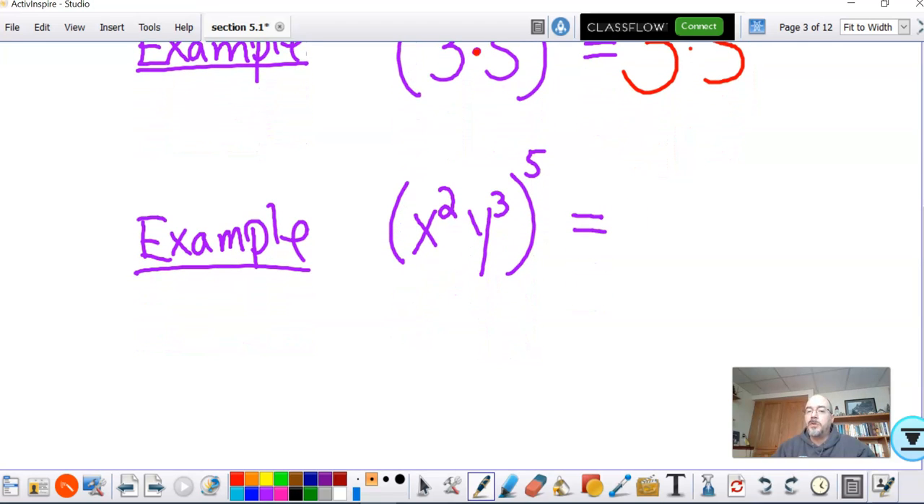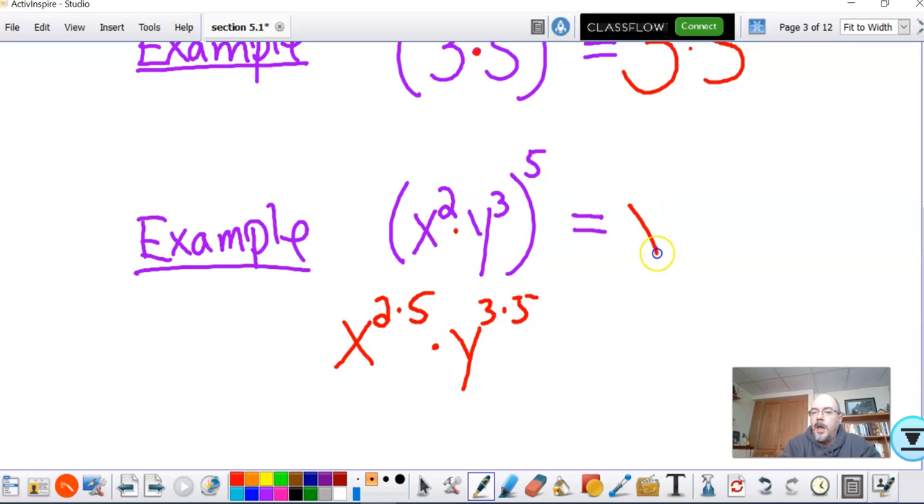All right, how about this one? All right, so you'll notice, well, we have x squared times y cubed and all of that to the 5th power. Well, again, that 5 goes to both of those. So I'm going to write this out like this first. So that means I'm going to multiply the 5 to the 2, ladies and gentlemen, and it also means I'm going to multiply the 5 to the 3. So really, the answer is x to the 10th power times y to the 15th power.